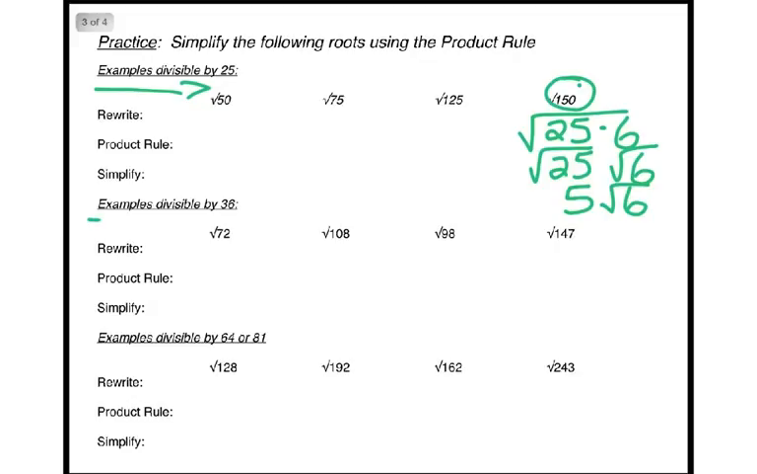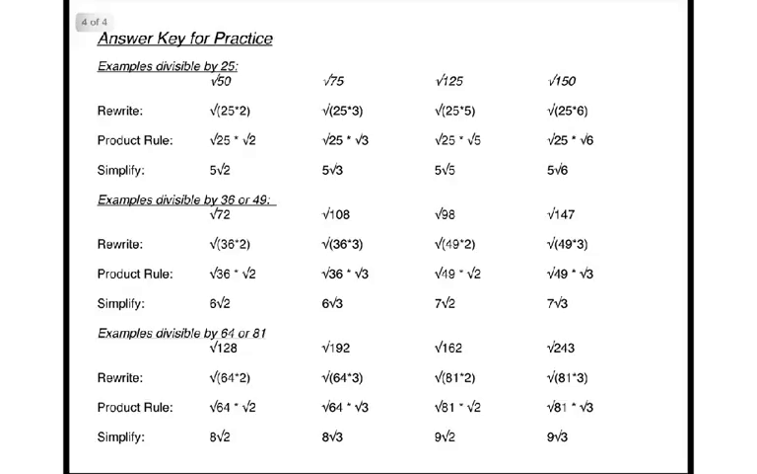Go ahead and try the following examples. They're all divisible by 36, and these examples are divisible by 64 or 81. Hit pause until you're done, and then proceed. These are all of the answers, so you can check your work.